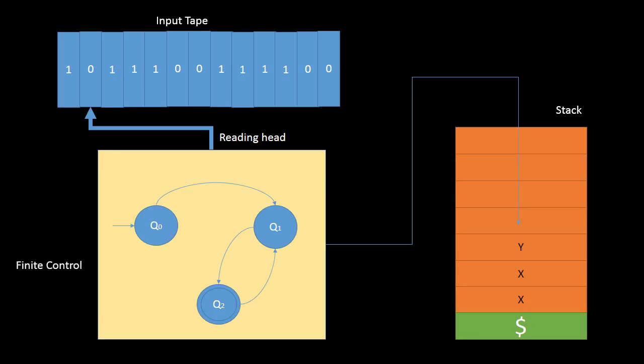The last component is the finite control. This can be thought of as the CPU of the automata because it controls the manipulation of the stack, like which element is to be popped or pushed, and the reading head. The reading head is basically a pointer to the input tape and it points to a single character at any given time. The finite control reads the input tape with the help of a reading head and it reads from left to right.